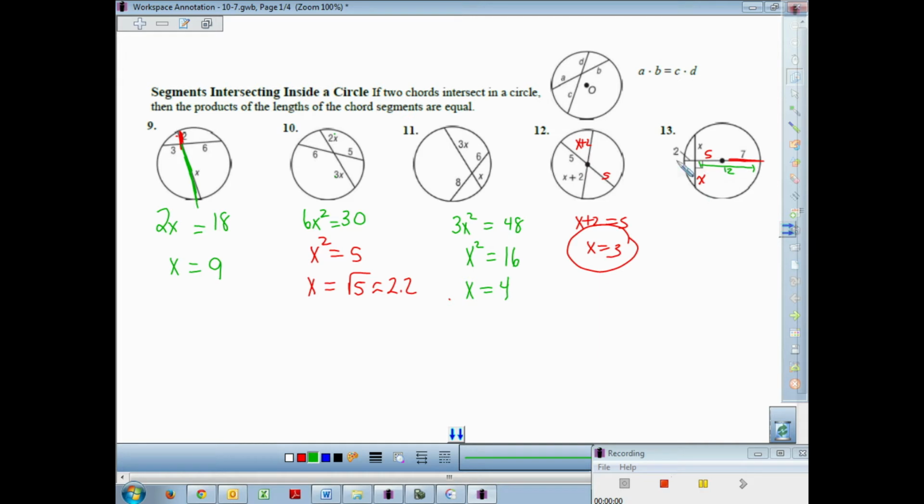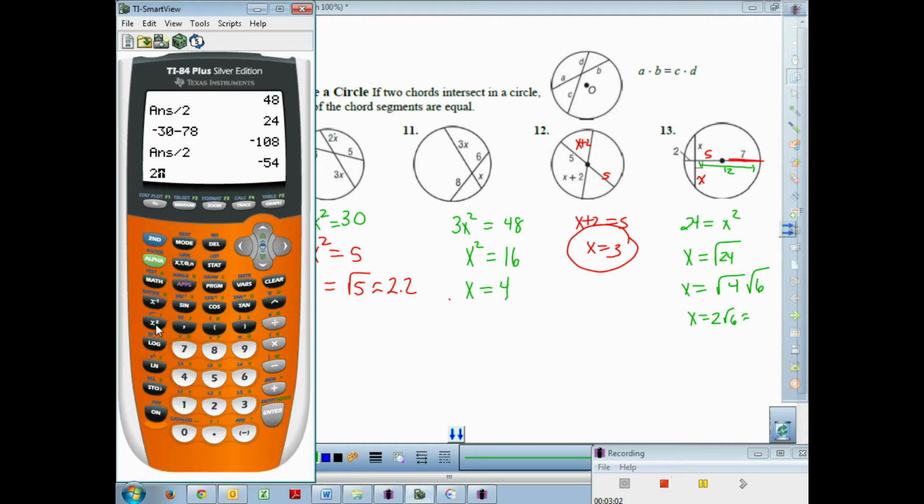So we'll say 12 times 2, which is 24, will equal x times x, which is x squared, and x equals the square root of 24, which is about, oh, I guess we need to simplify that, my bad. We can simplify that radical, so x equals the square root of 4 times 6, because 4 goes into there, so x equals 2 square roots of 6, which is about 4.9.